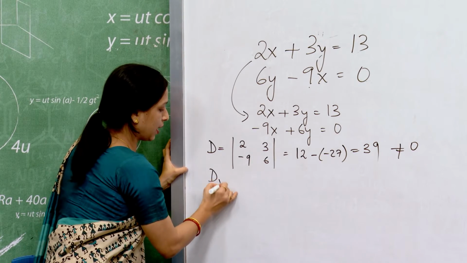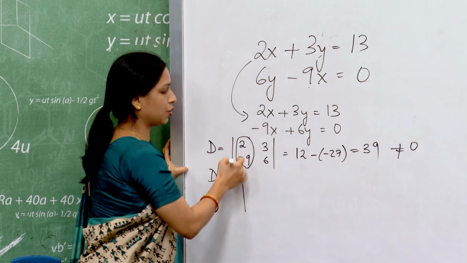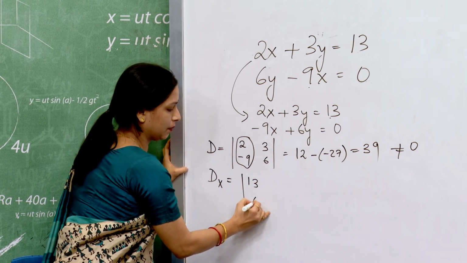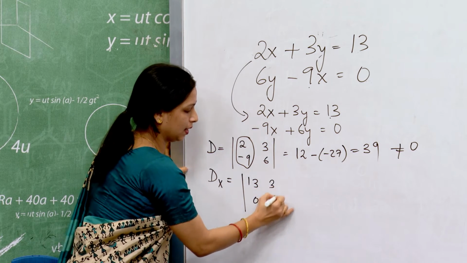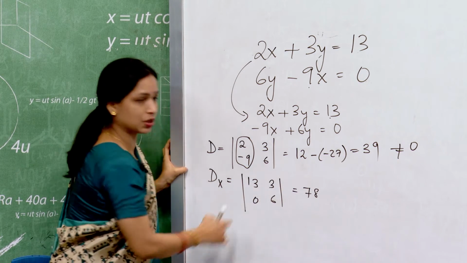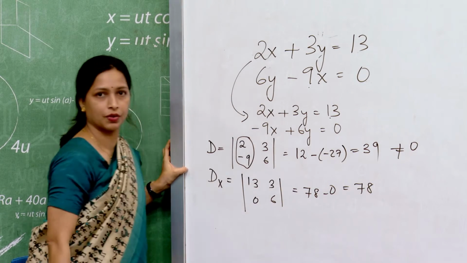Now, let us find the determinant of x. In dx, we substitute the x coefficients with the known values. So, 13, 0 and the y coefficients remain the same. So, 13 into 6 is 78, minus 0, that is 78.